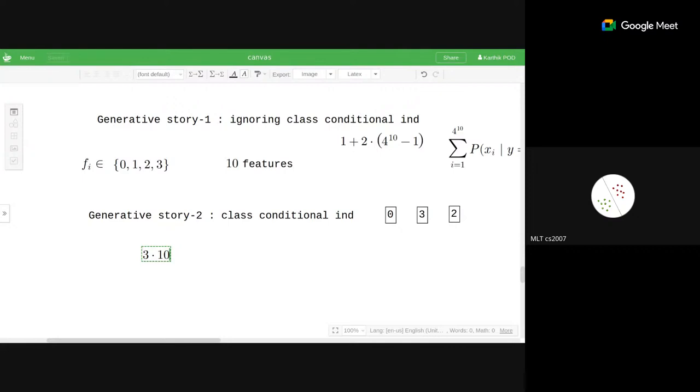Now this is for one class, correct? For one class, yes. So there are two classes. So it's 2 into 3 into 10. And then the plus one anyway tags along because of the prior.